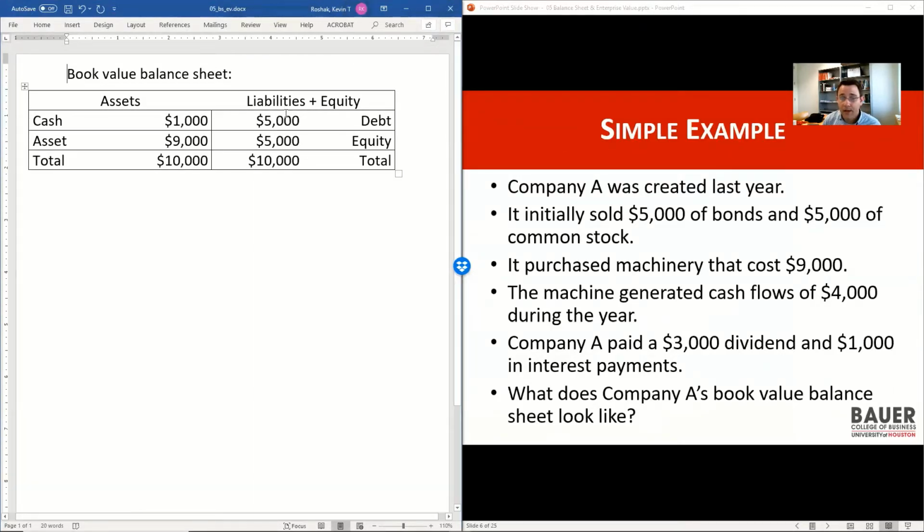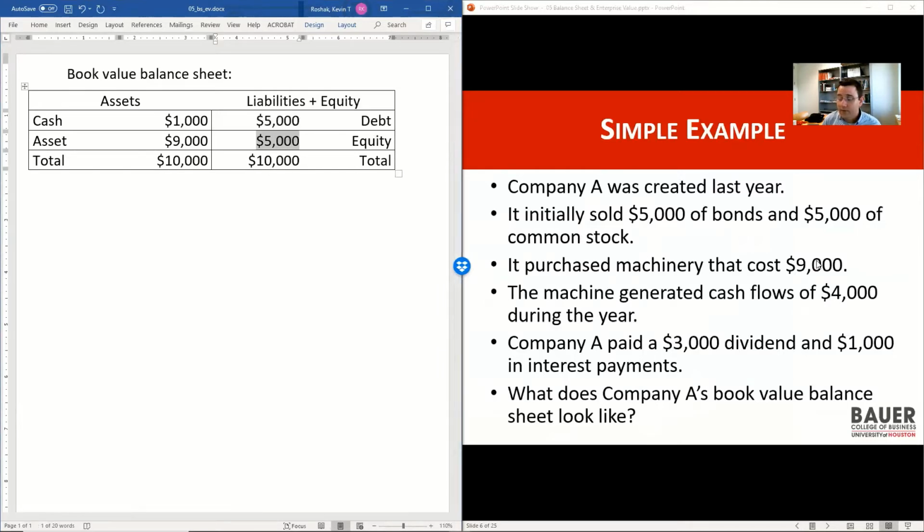What goes on the balance sheet for the bonds? Well, how much did you raise initially? Right, we raised $5,000 in bonds, so that is the historical number that we put into the book value balance sheet, $5,000. Likewise, we raised $5,000 in equity, so that's what goes into the equity slot on the balance sheet.